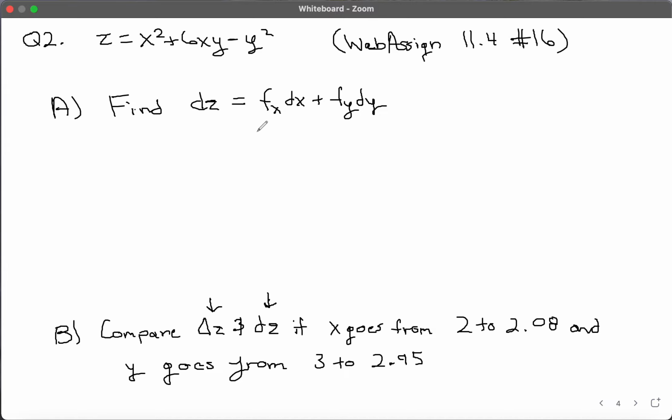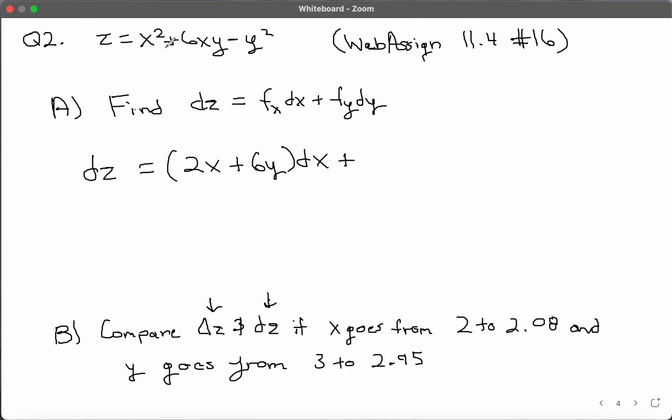So let's evaluate this. We see that z equals x squared plus 6xy minus y squared. So I know the partial derivative with respect to x is going to be, let's take a look. x squared becomes 2x, plus 6xy. So y and 6 are the constants, so this is just going to be plus 6y, right? Because the derivative of x becomes 1. And then minus y squared will just drop off. And then we have this times dx.